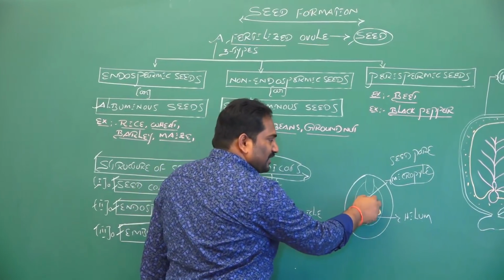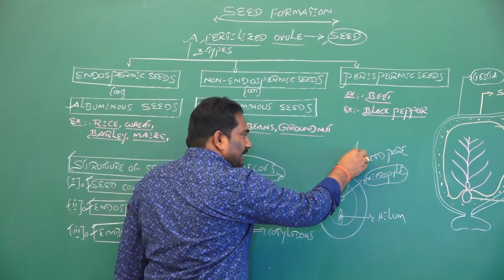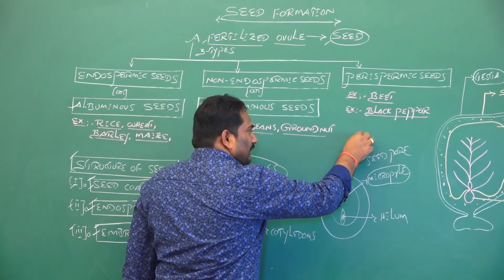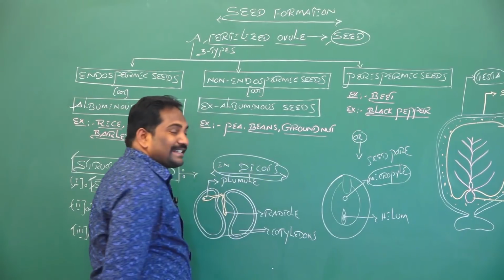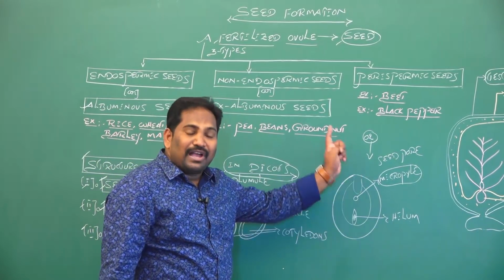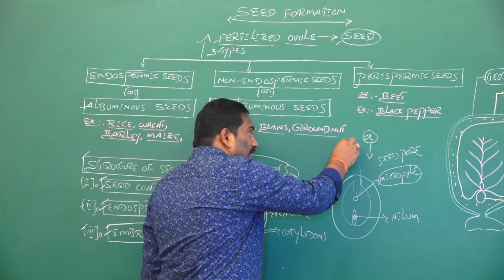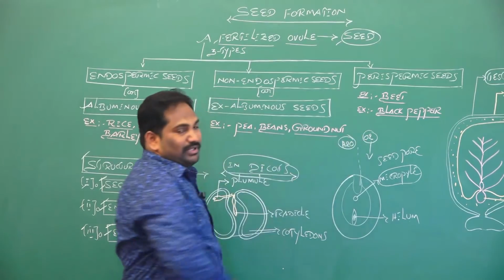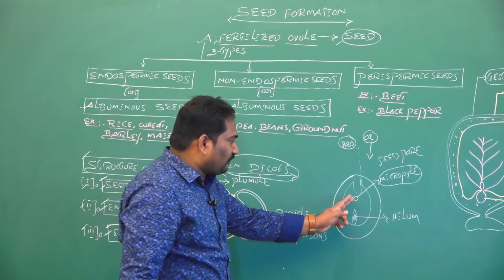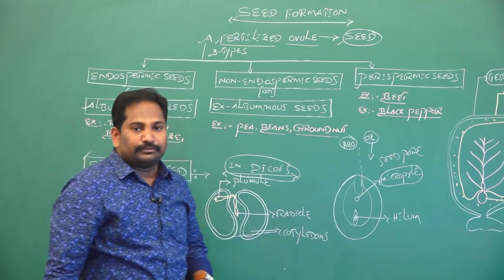The main function of this micropyle or seed pore is the intake of oxygen, or exchange of gases, and it absorbs water from the soil during seed germination. This is the function of the micropyle or seed pore.